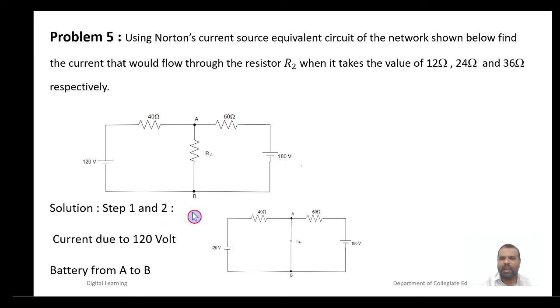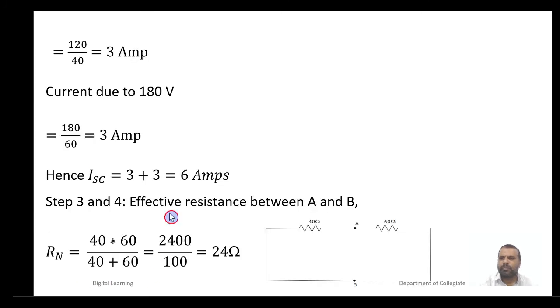Solution. Step 1 and 2. Remove the load resistance and put a short circuit between the two terminals A and B. Current due to 120 volt battery from A to B is equal to 120 divided by 40, that is equal to 3 amperes. Current due to 180 volt is equal to 180 divided by 60, that is equal to 3 amperes. Hence, ISC is equal to 3 plus 3, that is equal to 6 amperes.